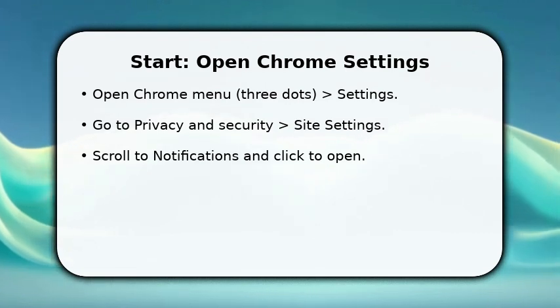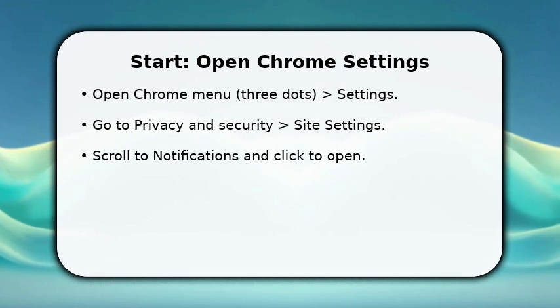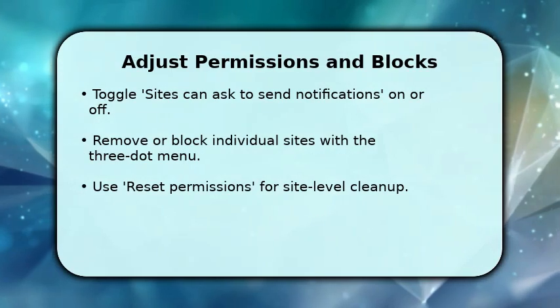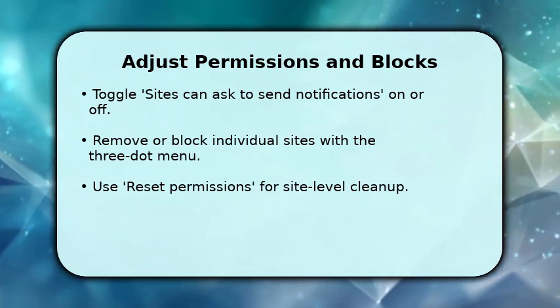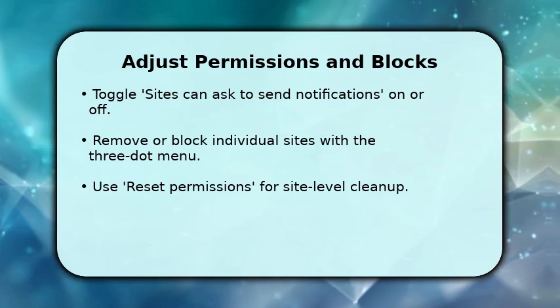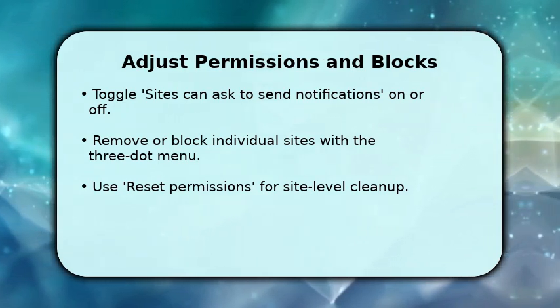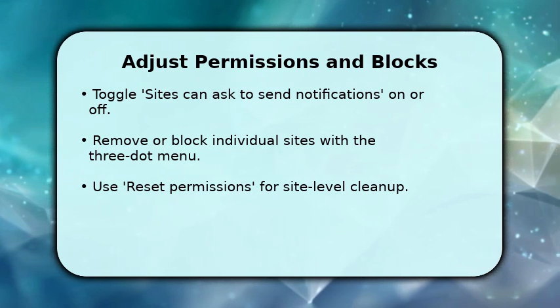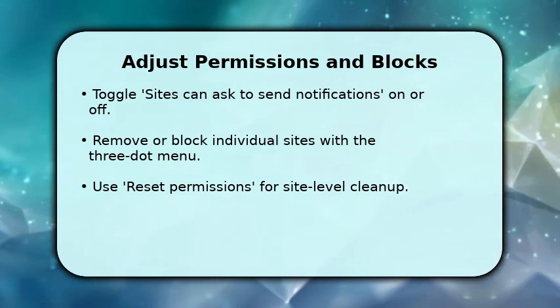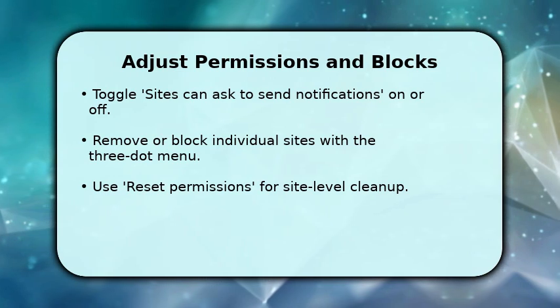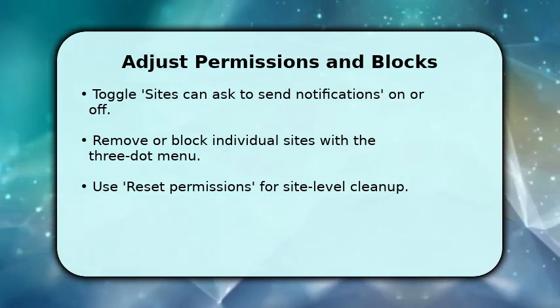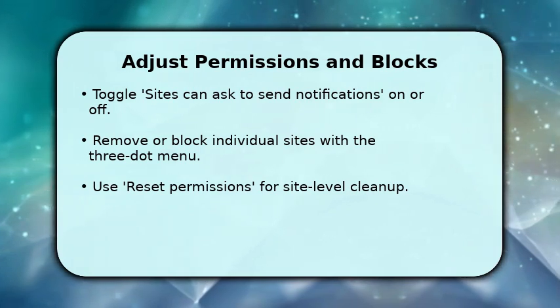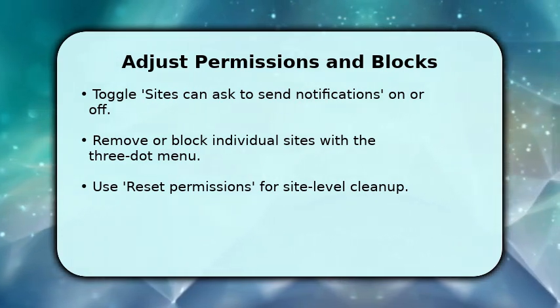First, toggle the global switch labeled Sites can ask to send notifications if you want to stop all new prompt requests. Once done, review the allowed list and remove or block specific sites using the three-dot menu beside each entry. Blocking stops future notices from that origin. If a site persists, click its entry and choose Reset Permissions to clear stored choices. Then reopen the site and deny notification requests to prevent automatic re-enabling.